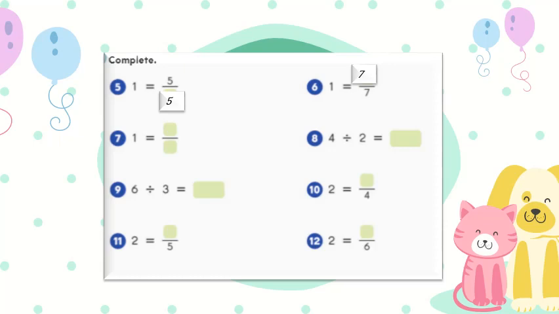So 1 is equal to what? Any number over the same number, for example, 9/9. 4 divided by what will give me 2? I ask myself, 2 times what is equal to 4? It's 2. 6 divided by what is equal to 3? Ask yourself, 3 times what is equal to 6? 2. Now 2 is equal to what over 4?